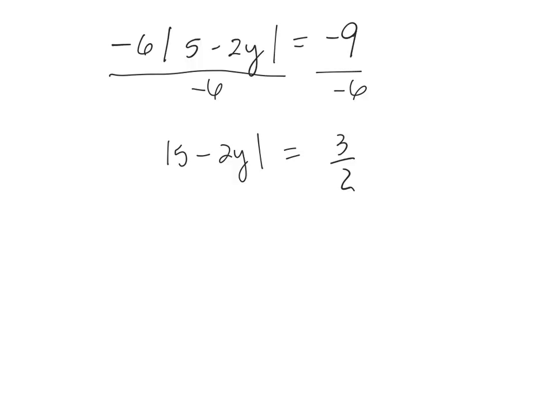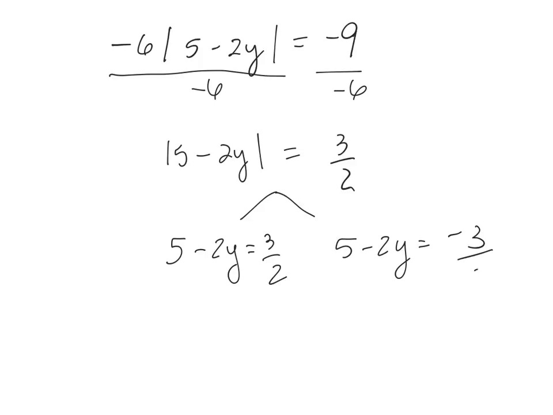Okay? Now, is the absolute value alone? Yes. So we're ready to make two equations. And we don't change what's inside the absolute value. We just change the answer. So in this case, we are subtracting 5.